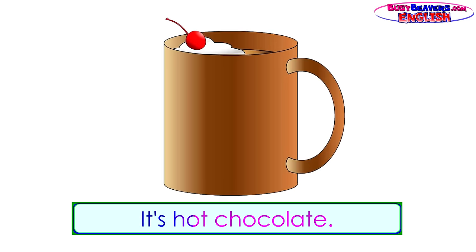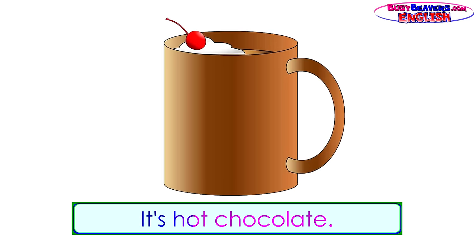Lesson 16. Breakfast, lunch, dinner. Past tense. What did you eat for breakfast? I ate toast, fruit, and cereal for breakfast. What did you eat for lunch? I ate soup, a sandwich, and milk for lunch. What did you eat for dinner? I ate rice, pork, fish, and a salad for dinner.